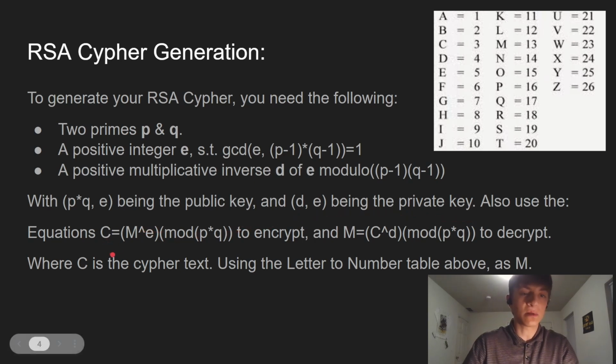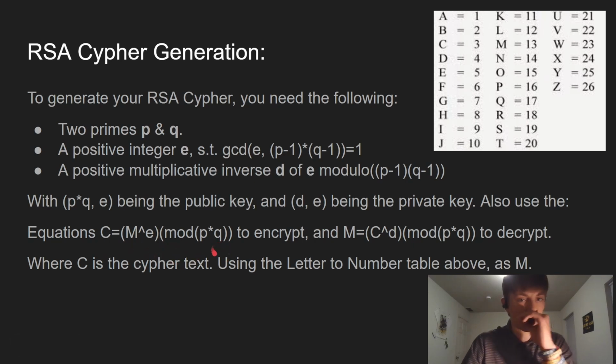And then you'll use the equation c, which is your ciphertext, equal to m to the e mod p times q, and you'll use this to encrypt. And then to decrypt, you'll use m equals c to the d mod p times q. And c is your ciphertext, and you use the letter number table above to find your m. So that's here. A is 1, Z is 26, and all the numbers in between have their own set number that they equal.